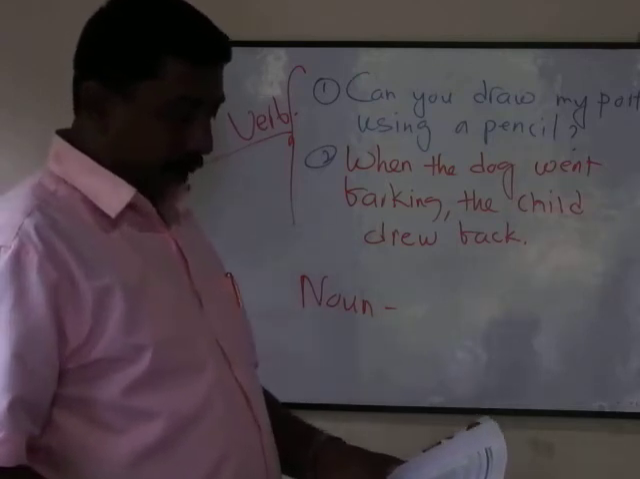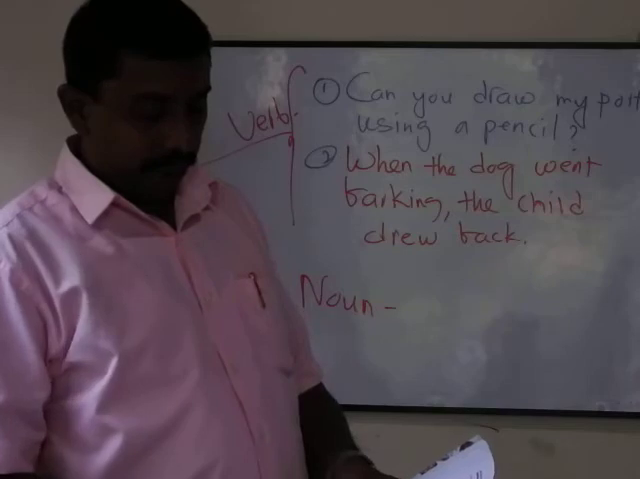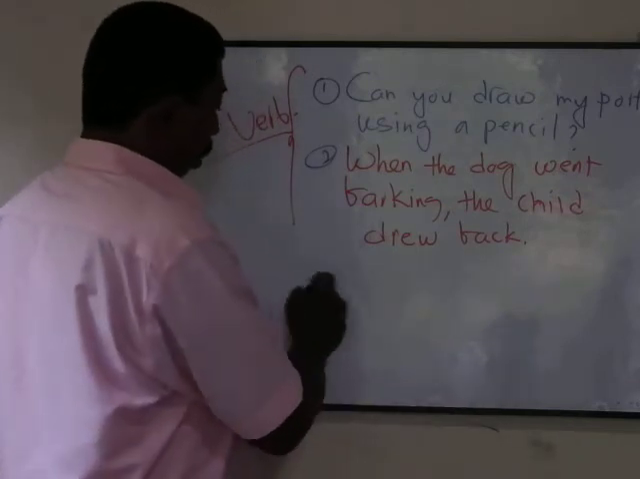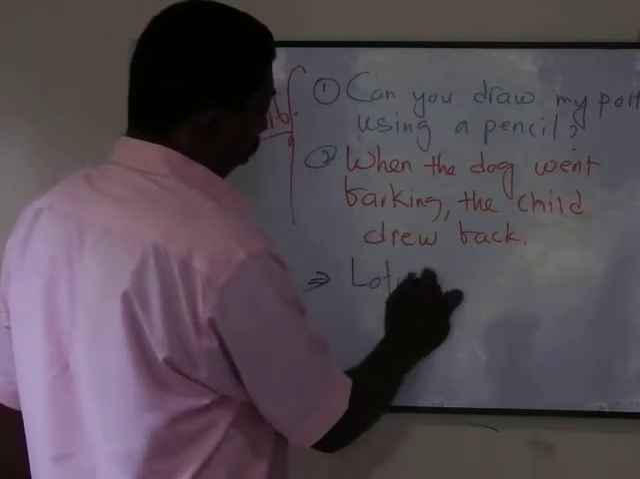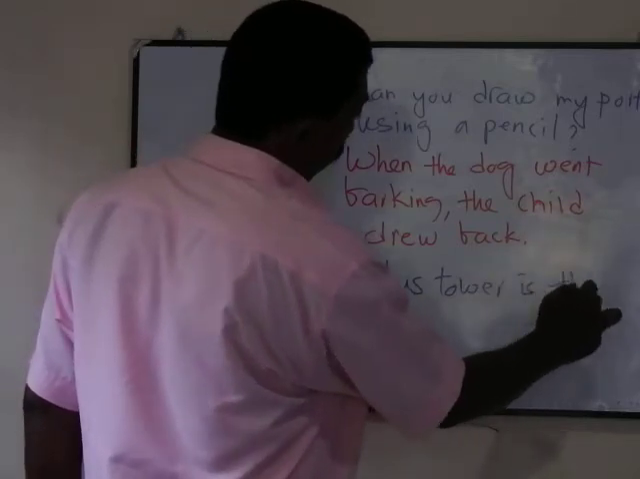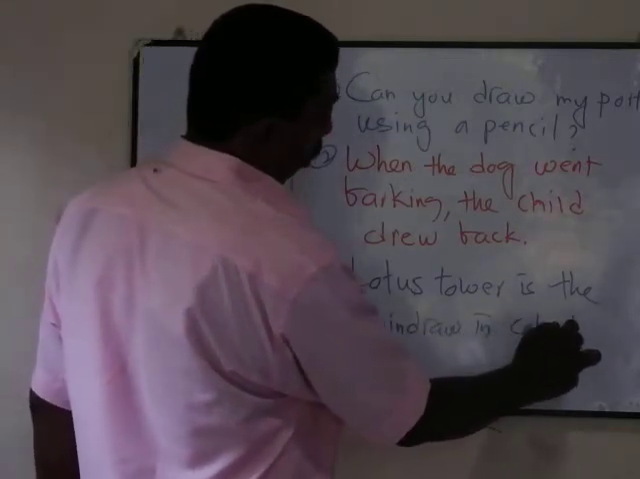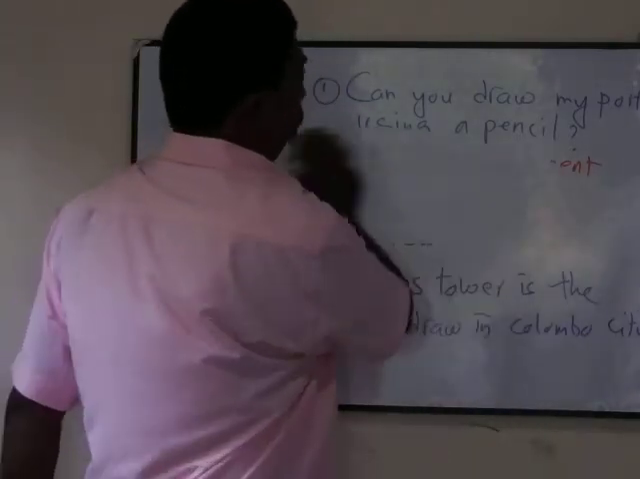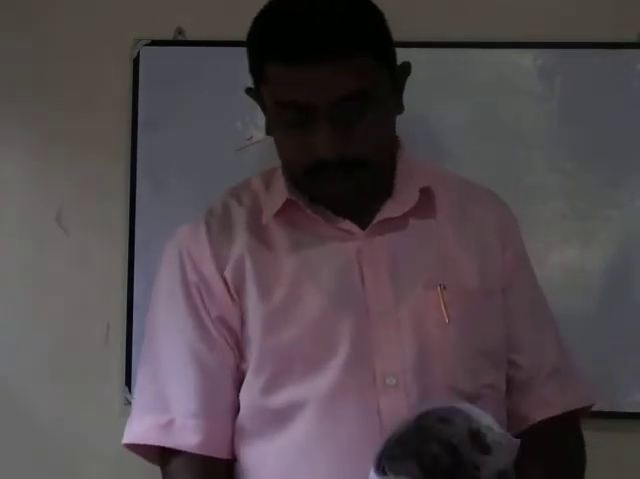Example, the act or result of pulling. The outlaw was quick on the draw. Something or someone that attracts, like the roller coaster in the park, is the main draw. You can say, Lotus Tower is the main draw of Colombo City. That's one. Right. Then now let's move to activity 4.